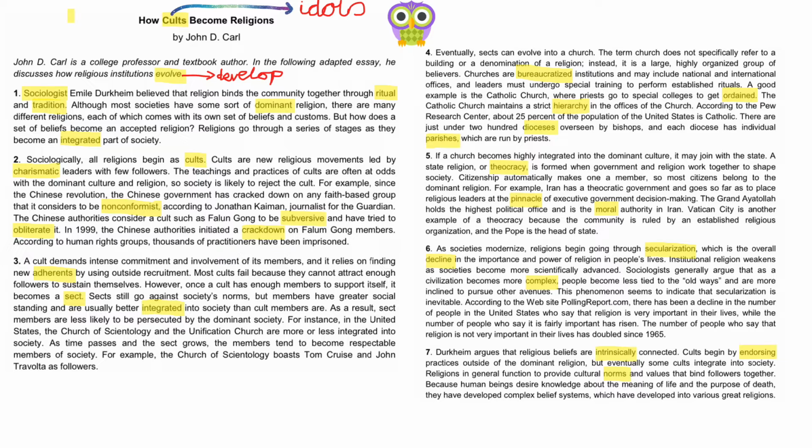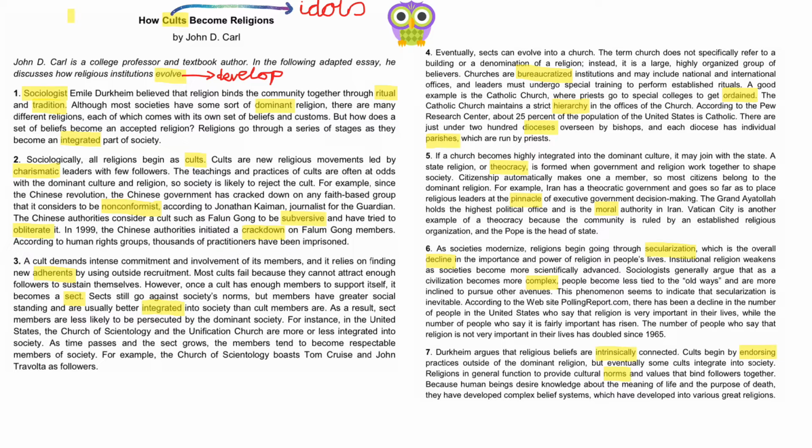And then there's the word integrated. Integrated, as I already said, is when you become part of the society, or you're amalgamated into society, and you become one fabric with that society. We say you are integrated. You go on to paragraph 4. We have bureaucratized. I mean, the word bureaucracy.